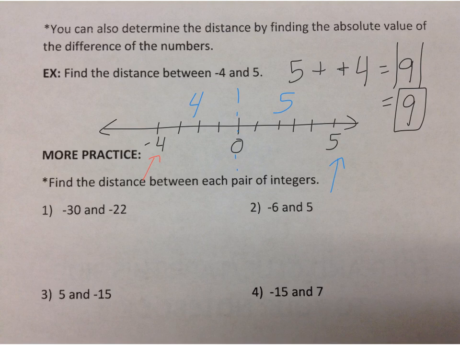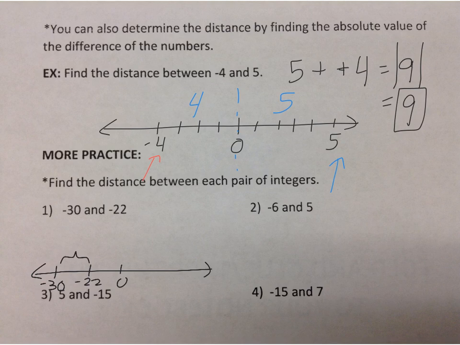More practice. Find the distance between each pair of integers. Number 1, negative 30 and negative 22. So I'm going to start by finding the distance by using a number line. So here's my number line. I have 0. And I want to find the distance between negative 22, which is over here, and negative 30. So I want to find out how many units are in between these two.